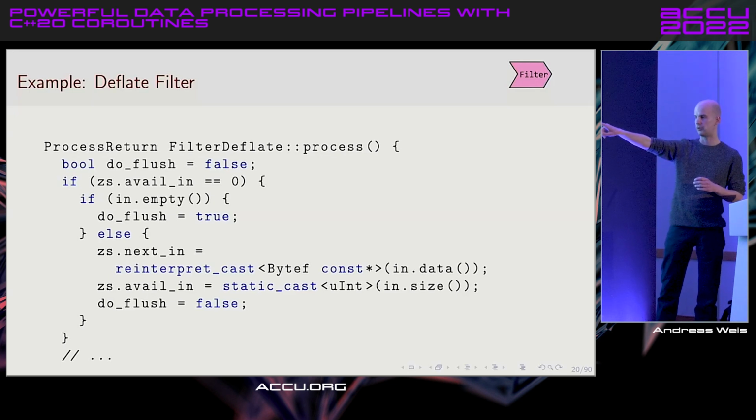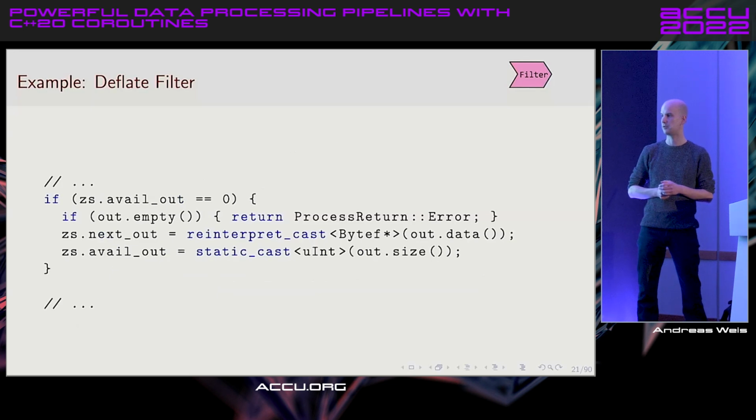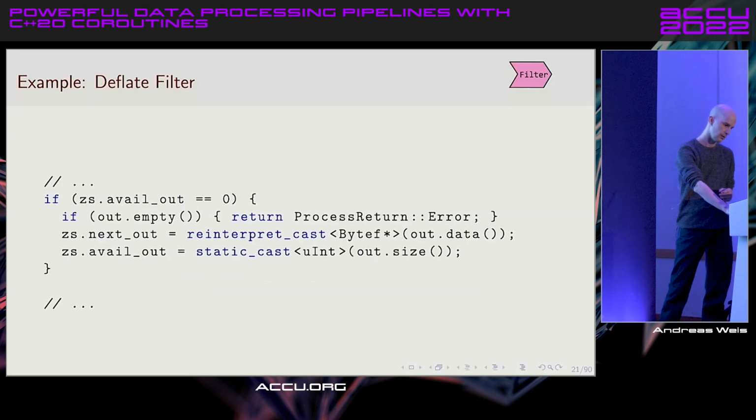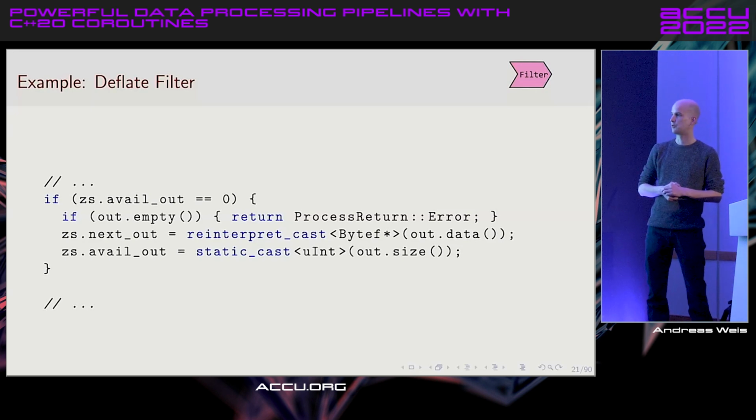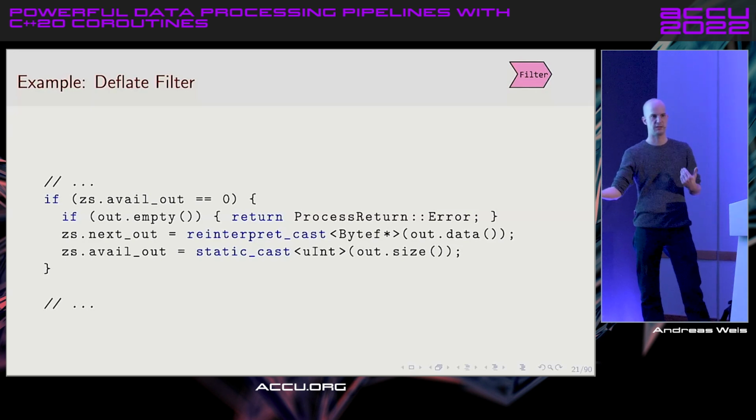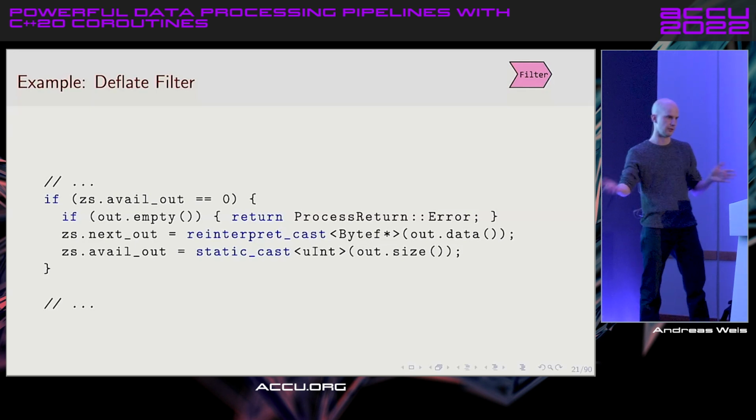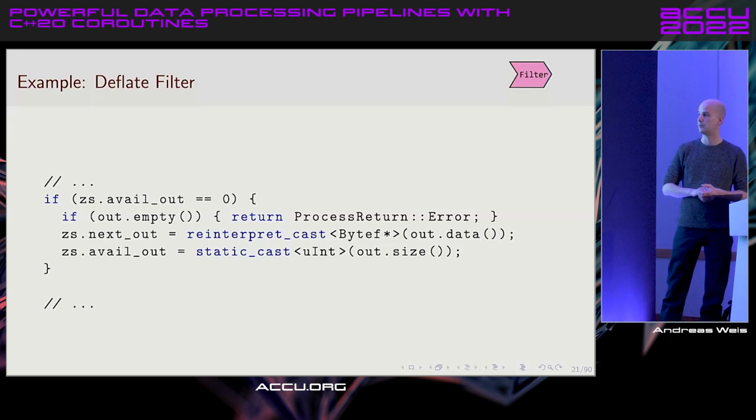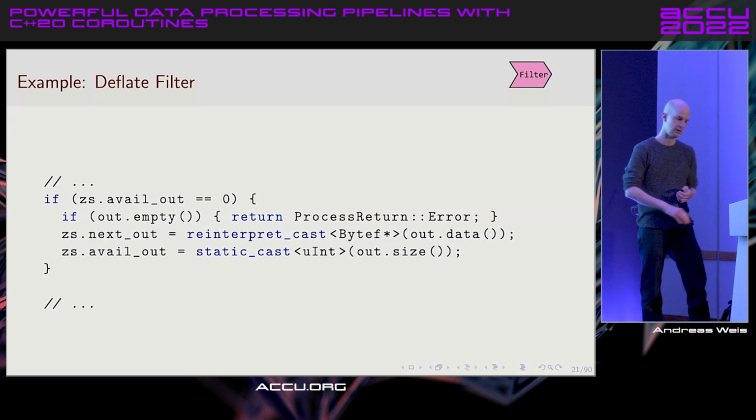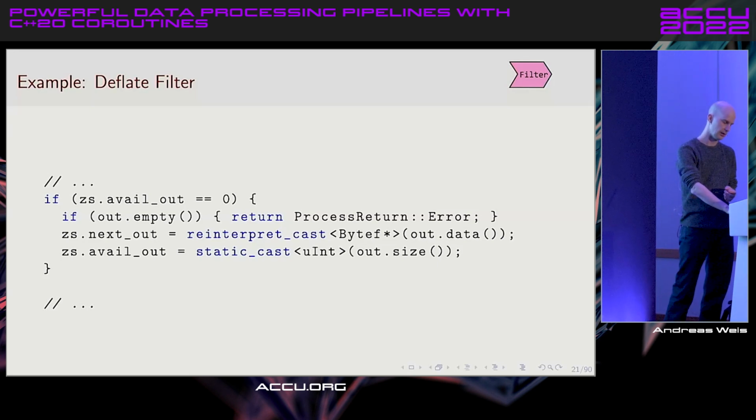Otherwise, I'm going to set up the input buffer for Zlib. So I'm setting the appropriate fields on the ZStream. And then I'm also going to set up the output buffer. So I always need an output buffer. It does not really make sense to call process if you don't give it any place to write to. So here I'm going to complain if I don't find an output buffer. Otherwise, I again set up the respective fields.